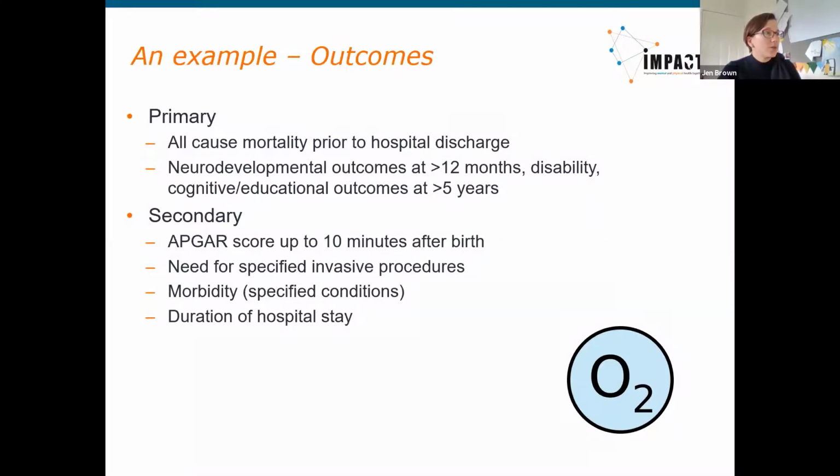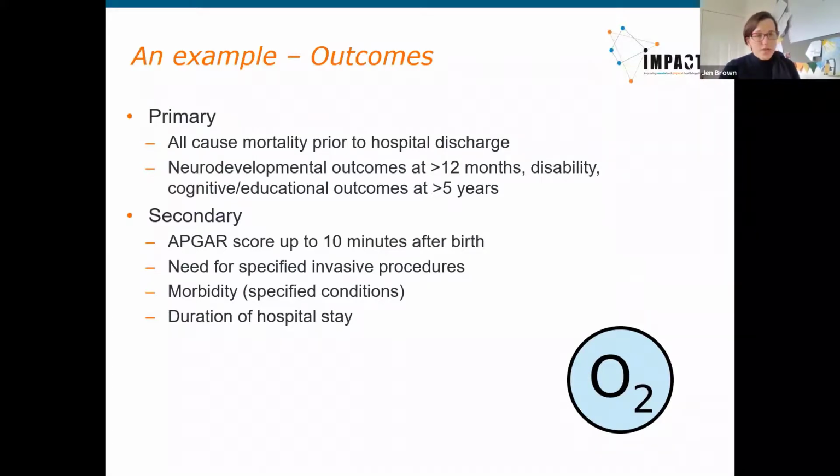our primary outcomes were all-cause mortality prior to hospital discharge, so basically babies dying in hospital. And then we had also specified that we would be interested in longer-term follow-up at 12 months and then at 5 years in terms of neurodevelopment, disability, and cognitive and educational outcomes.